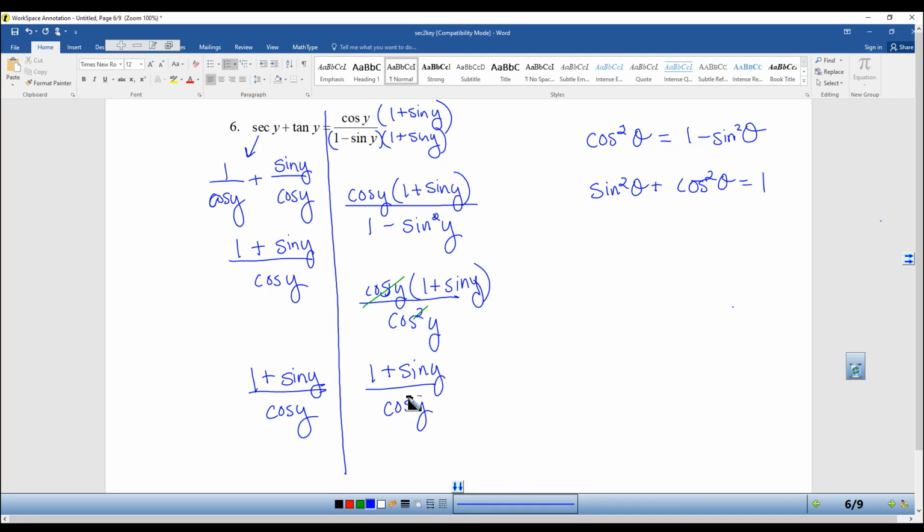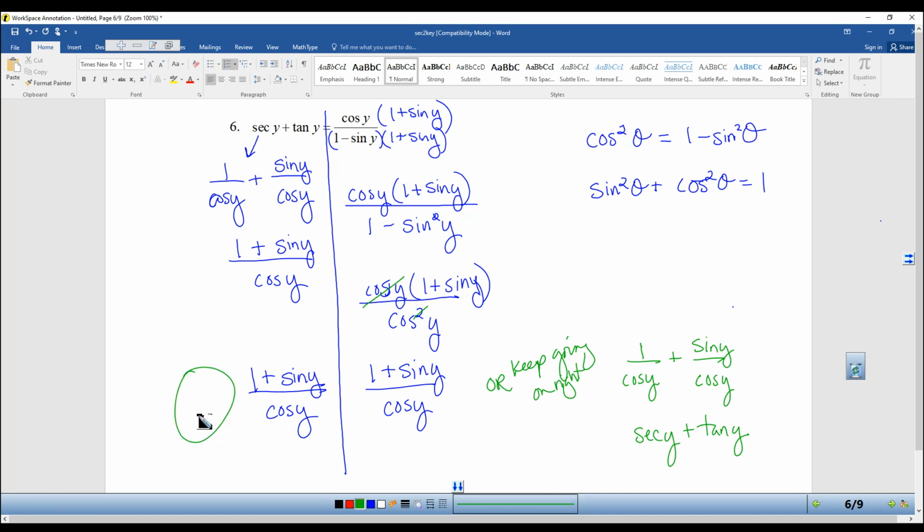If you had wanted to continue to work on the left, you could have. You could have kept going on the right. You didn't have to work on the left side at all. If I'd kept going on the right, I could have separated these into two separate fractions, and then this would have been secant of y, and this would have been tangent of y, and I wouldn't have had to work on the left side at all. There's just so many choices. So hopefully you're finding a way that works for you.